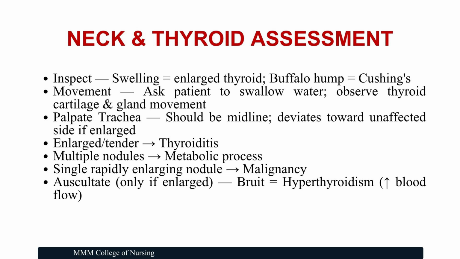Then you auscultate, only if you found an enlargement. Place the stethoscope gently over the thyroid and listen for a bruit, which is a soft wheezing sound caused by increased blood flow through the thyroid arteries. A bruit will be present in hyperthyroidism.